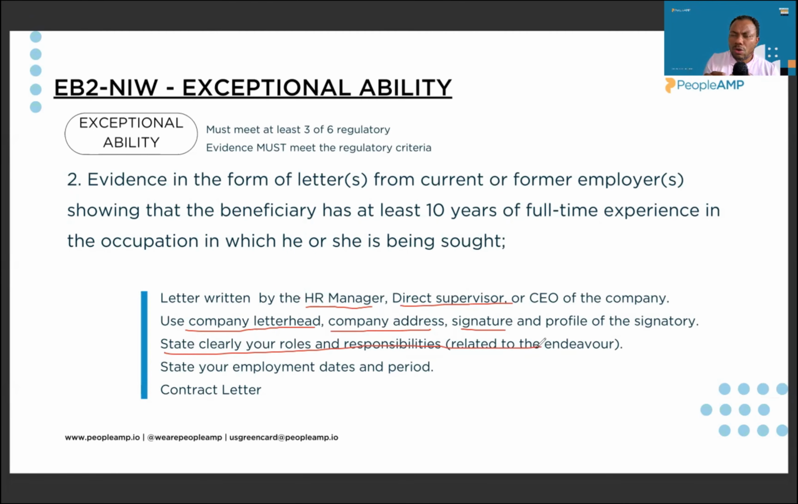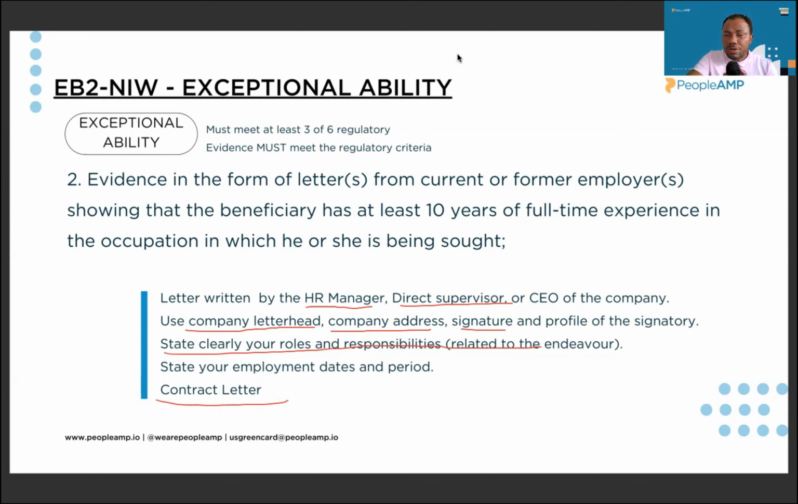The reason is you don't want to say you have 10 years experience and you want to apply for an endeavor, but more than half of that experience, maybe you're a production manager, and you're trying to say you have 10 years work experience, for example, as an HR manager. They are not related with each other. So it has to be in your field of endeavor. Now, remember I talked about stating the employment date, and lastly, you can attach your contract letter to prove that you have this experience.